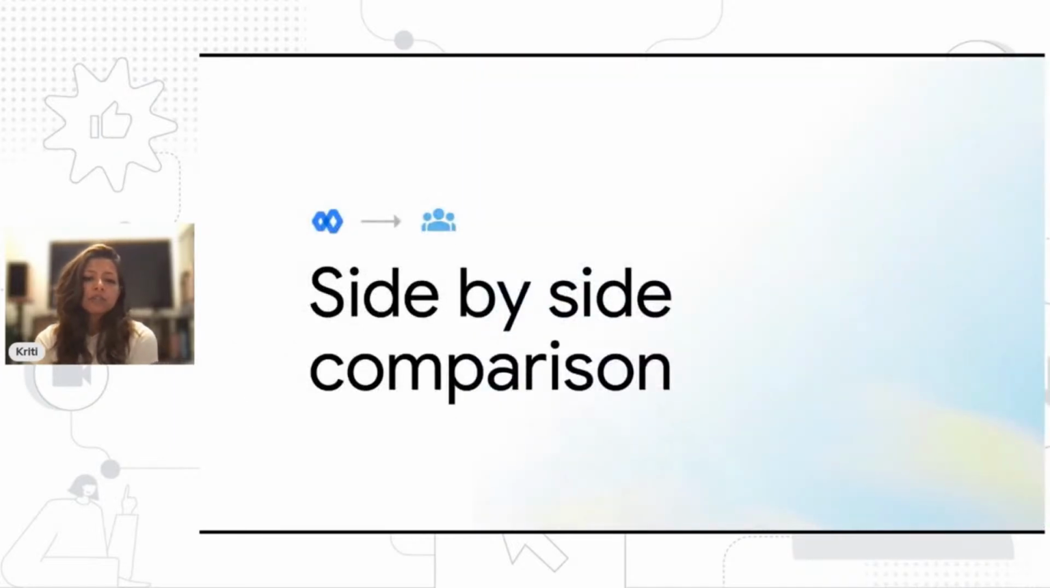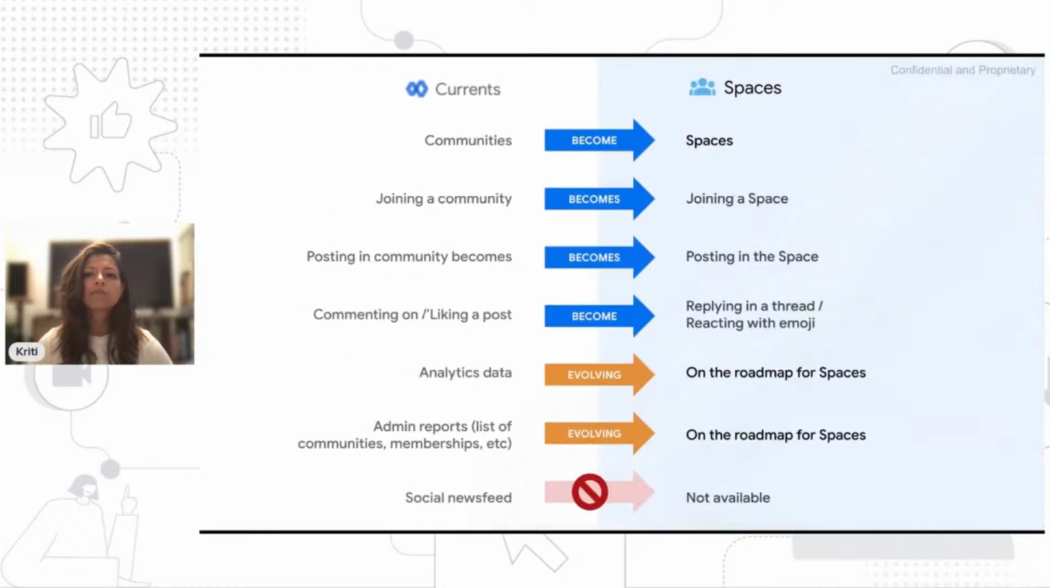So now let's take a look at a side-by-side comparison of both Currents and Spaces. We will walk through some of the most common scenarios that were used in Currents and take a look at how that experience might look in Spaces. So just quickly, this is showing that on the day of migration, what features will be available in Spaces and what are some of the features that are still in progress and will be available post-migration.